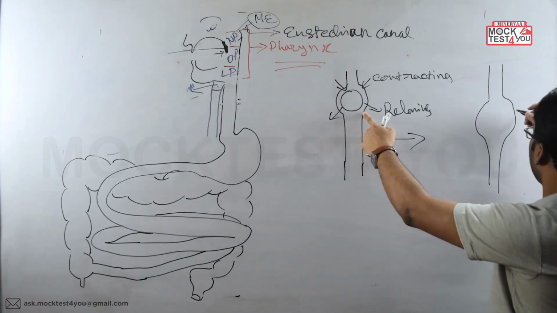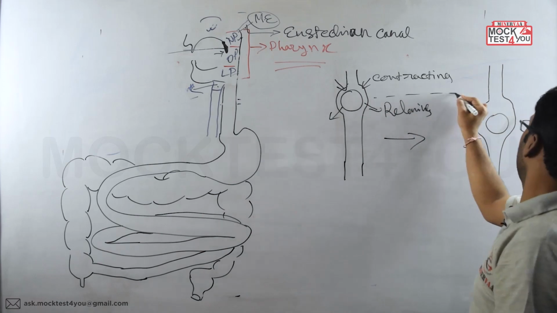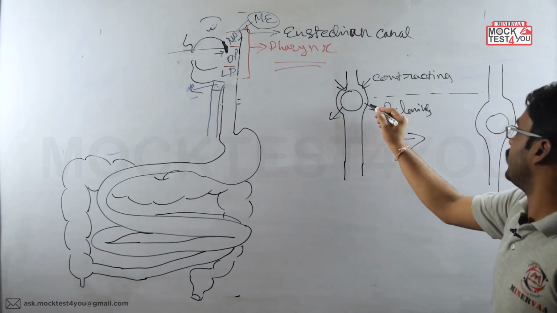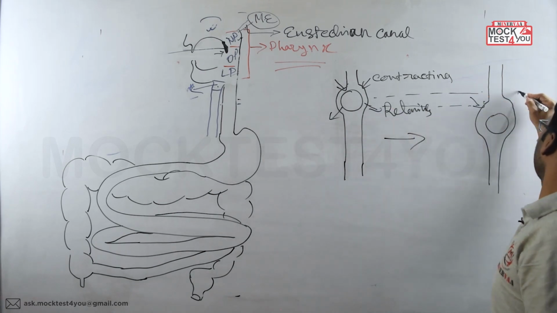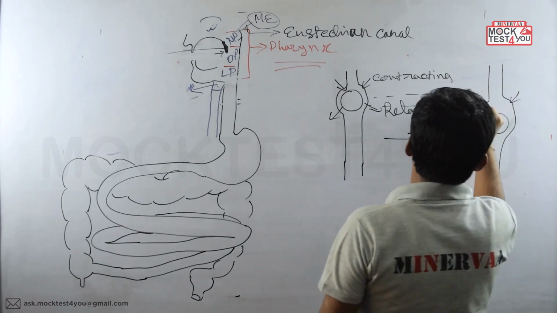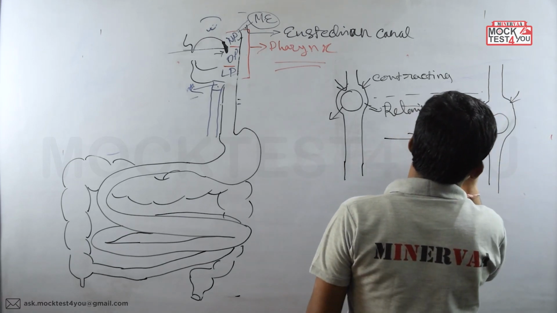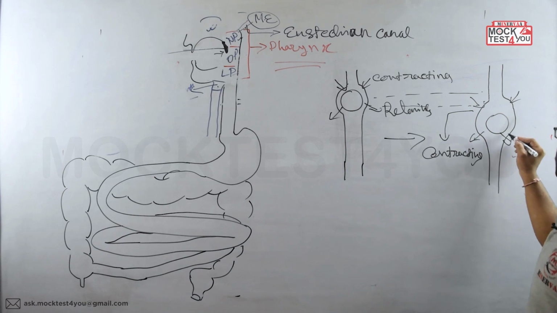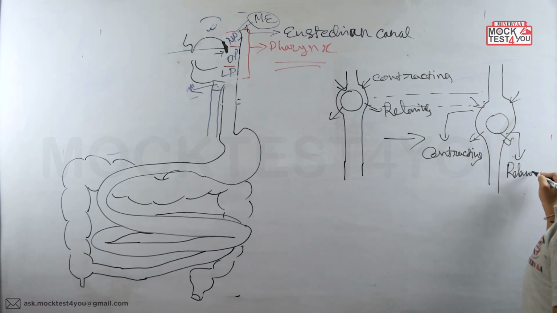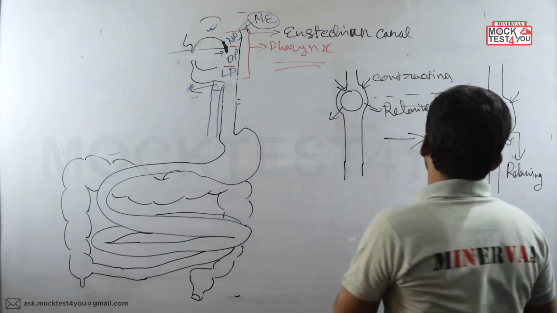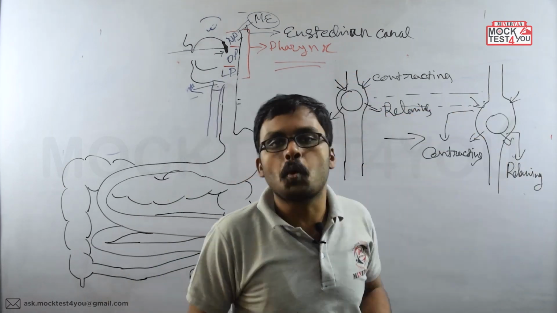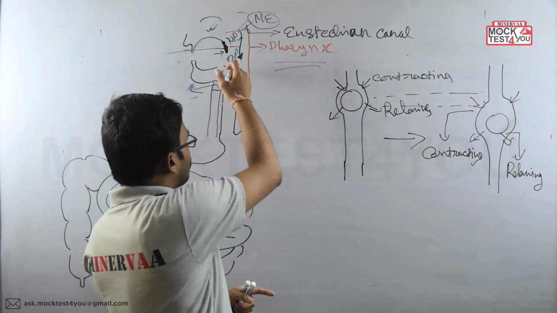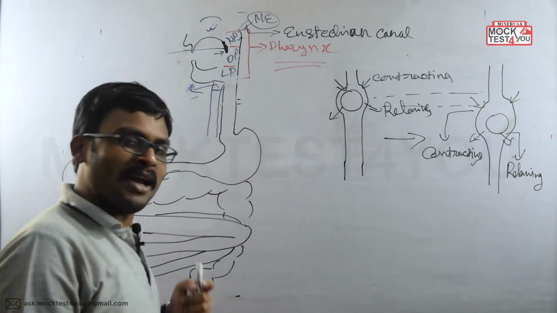The food has come down from here to this region. Now see, right now the food has come down, okay? Previously this area was relaxing, but right now this area is contracting, and the next area is relaxing. So here we can see an alternate contraction and relaxation going on, and because of this alternate contraction and relaxation, the food is coming down through the alimentary canal.